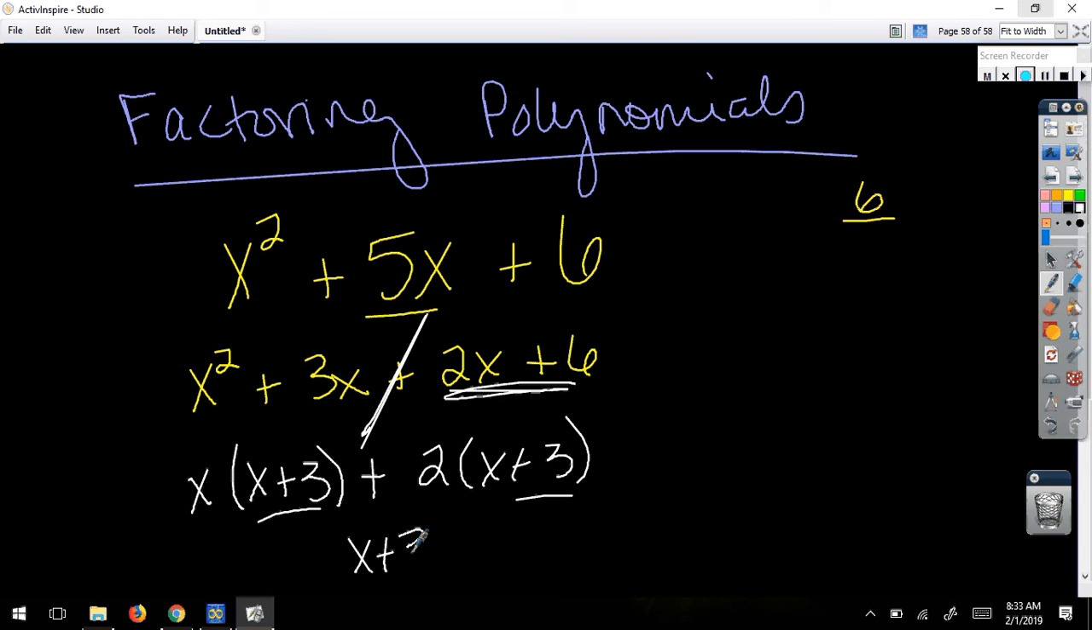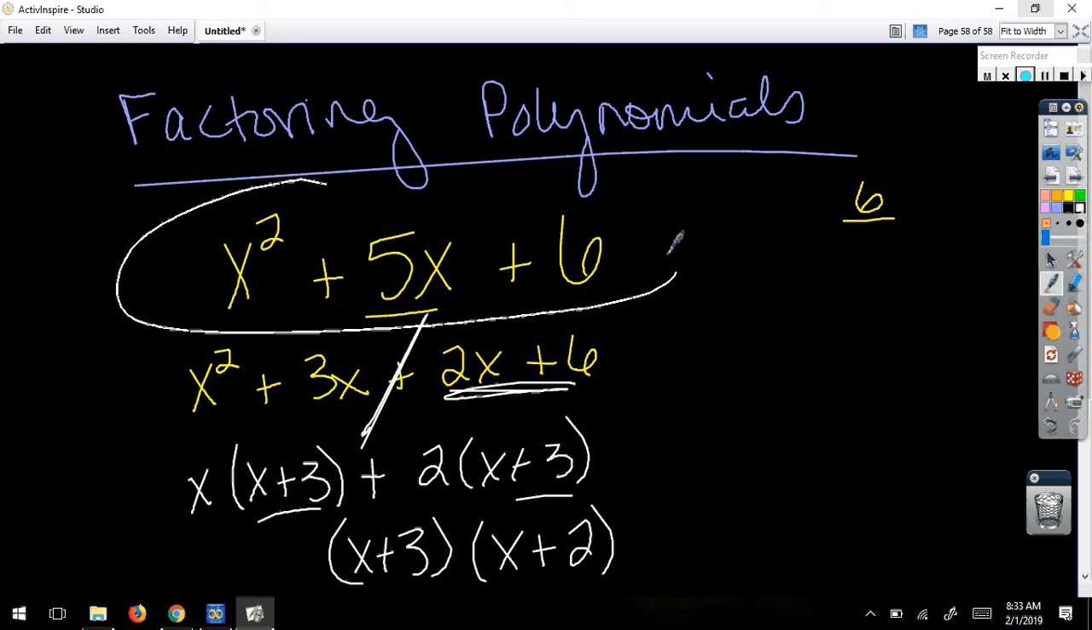This method is called, do you remember what I told you it's called? Factoring by grouping. It's a grouping method. Good job. So we can also factor some polynomials by grouping that may not necessarily be a quadratic.